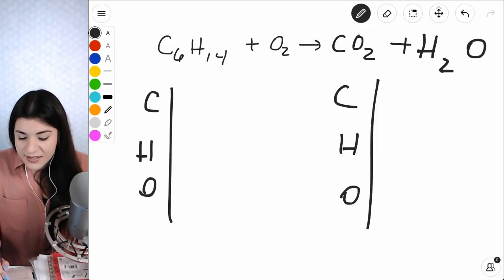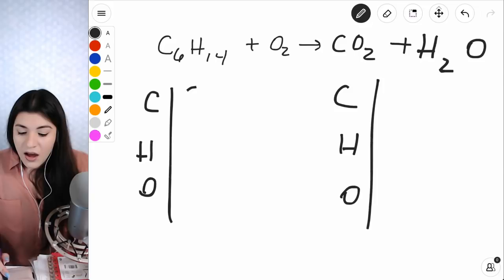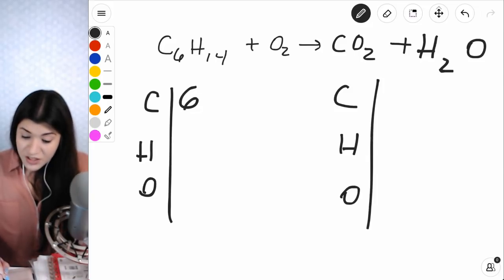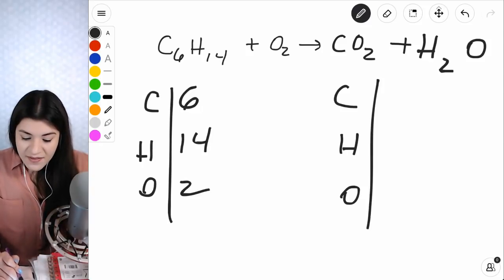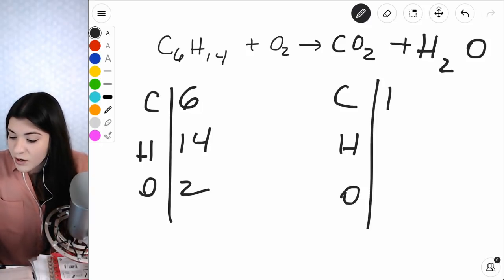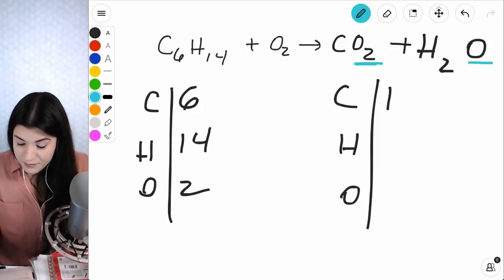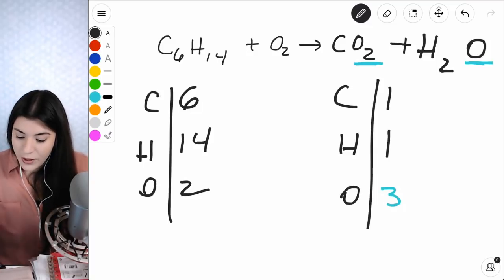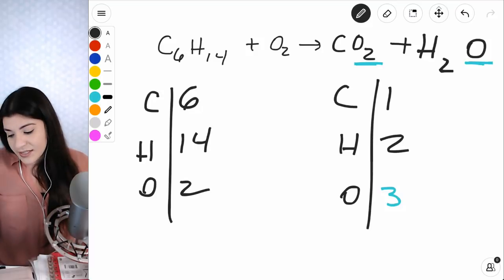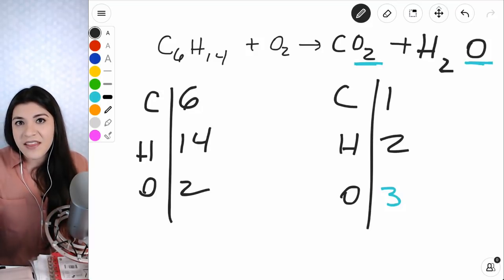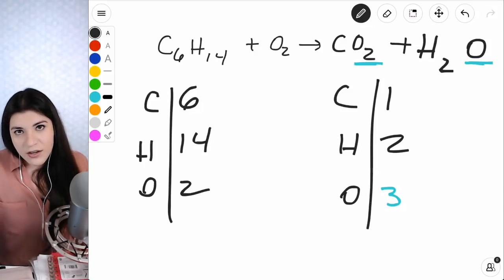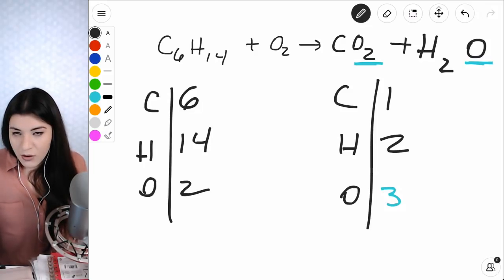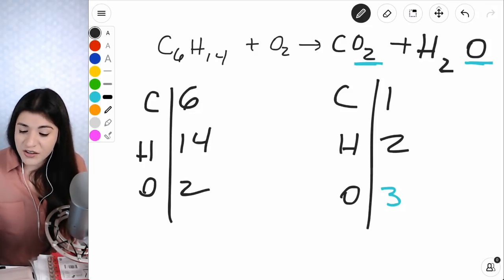So carbon has 6 due to that subscript. Hydrogen has 14 and oxygen has 2. Now look on the product side, carbon has just 1, and then oxygen has 2 here, 1 here, so really 3. And then hydrogen has 2. Okay, so what I like to do is I leave hydrogen and then oxygen to the very end, since those are the ones that are trickier. I like to balance out carbon first or anything other than hydrogen and oxygen.